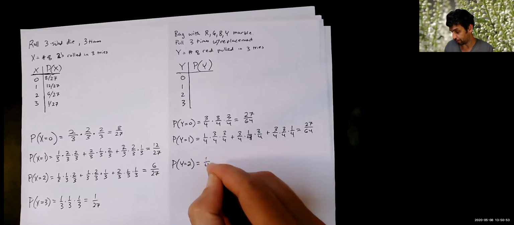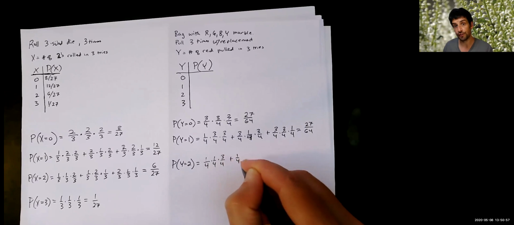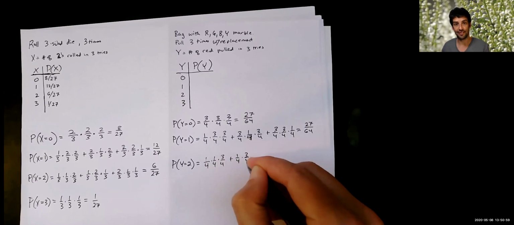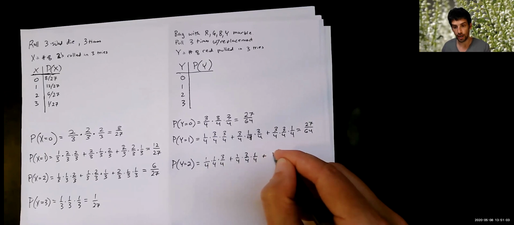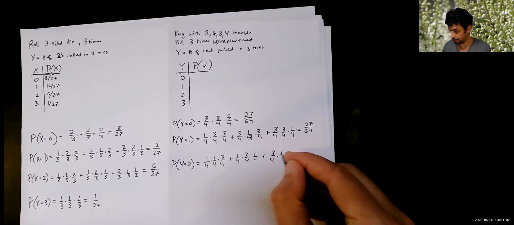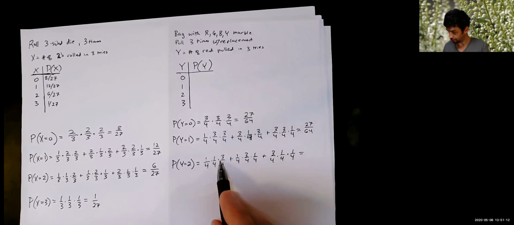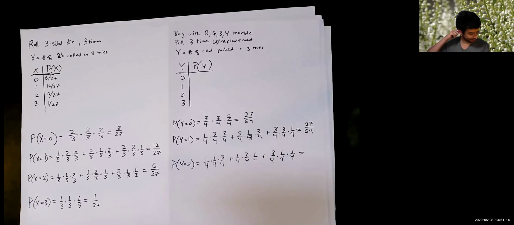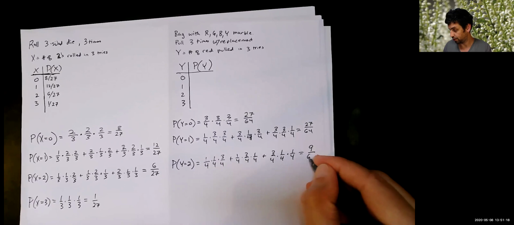So I could pull it the first 2 times, but not the third. I could pull it the first time, not the second, but then the third. Or I could not pull it the first time, then pull it the last 2 times. All right, what do we get? 3 out of 64, 3 out of 64, 3 out of 64, for a total of 9 out of 64.